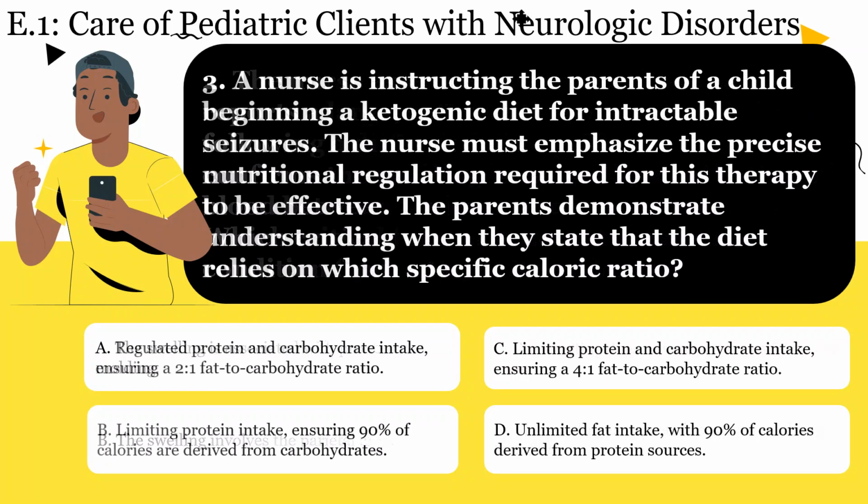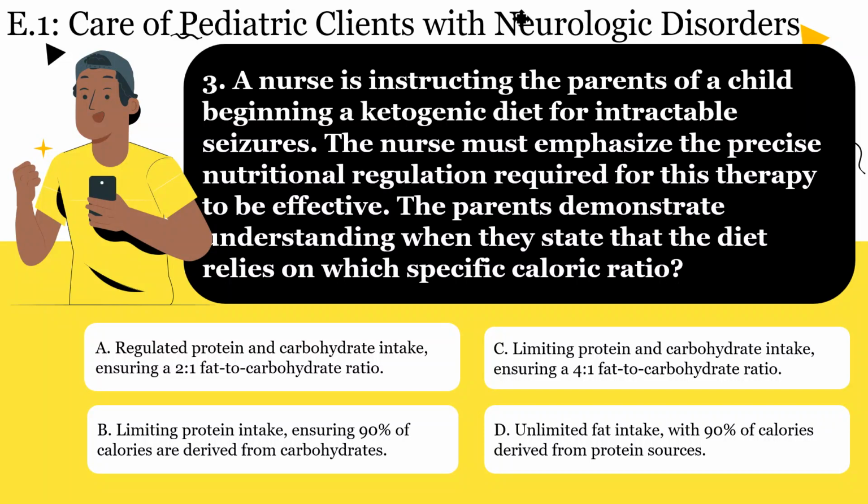Number 3. A nurse is instructing a parent of a child beginning a ketogenic diet for intractable seizures. The nurse must emphasize the precise nutritional regulation required for this therapy to be effective. The parents demonstrate understanding when they state that the diet relies on which correct specific caloric ratio.